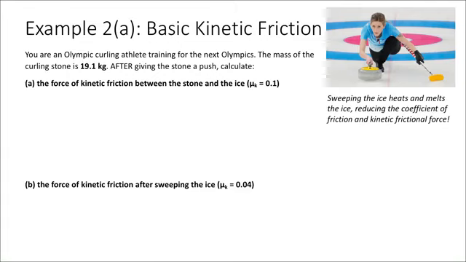All right, so in this example, let's pretend that you are an Olympic curling athlete training for the next Olympics. If you weren't aware, curling is a sport that relies entirely around changing the coefficient of friction. The mass of the curling stone is actually 19.1 kilograms. After you give the stone a push, calculate the force of kinetic friction between the stone and the ice, provided that the coefficient of kinetic friction is 0.1.